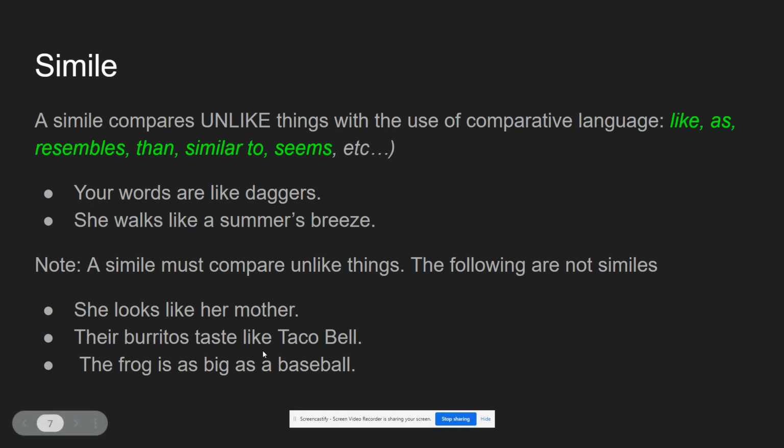Another one, their burritos taste like Taco Bell. Well, Taco Bell literally makes burritos, and it is possible for another restaurant that makes burritos to make burritos in the fashion of Taco Bell. So this is a literal comparison.